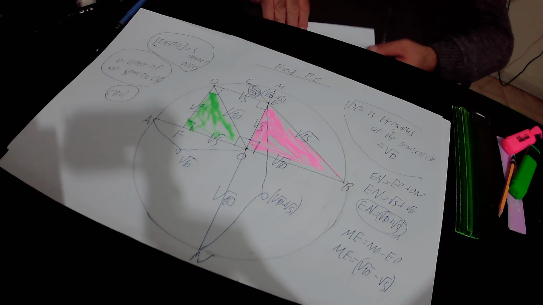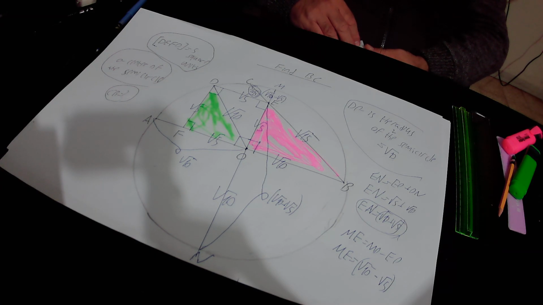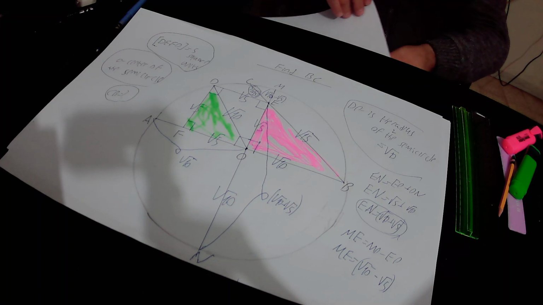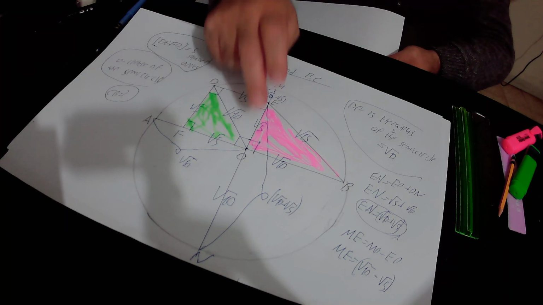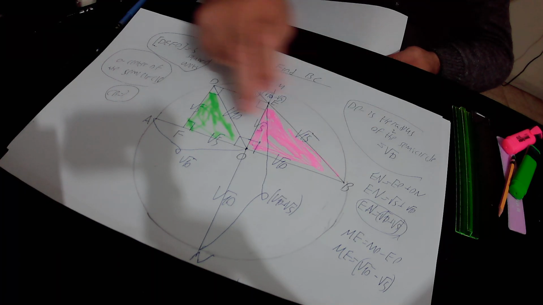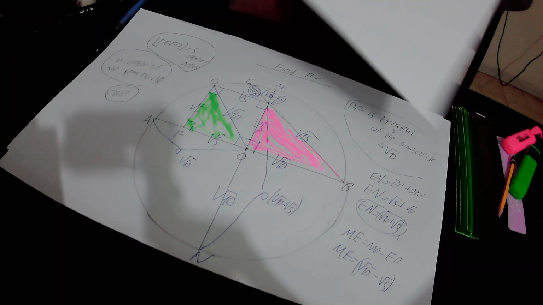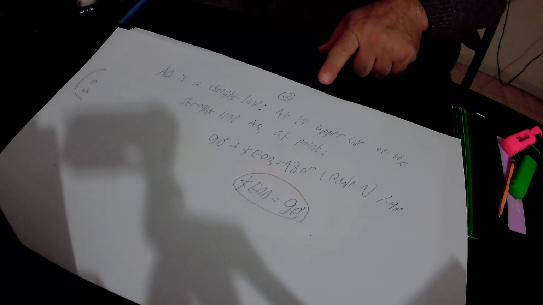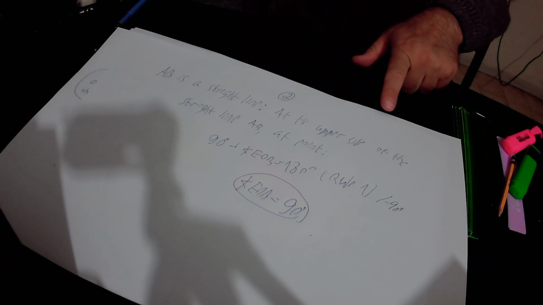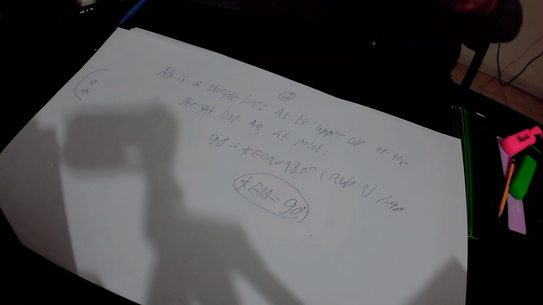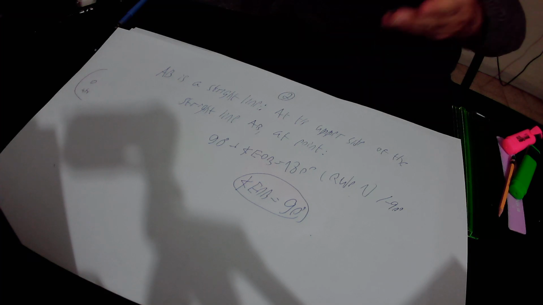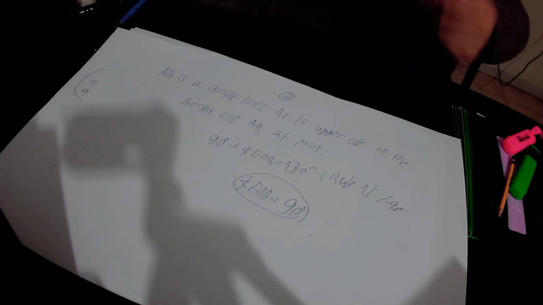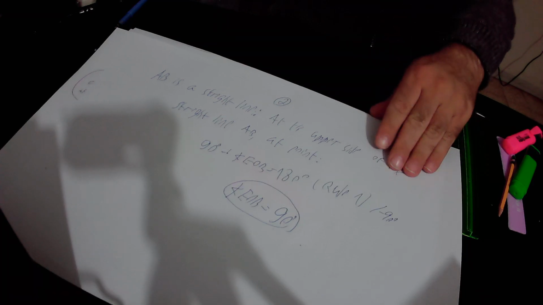So, actually, if we focus on the straight line AB at point O, and on the upper side of the straight line AB at point O, again, AB is the diameter of the semicircle, it is a straight line. So if we focus on the upper side of the straight line AB at point O, the sum of the angles according to rule number 1 must be equal to 180 degrees.